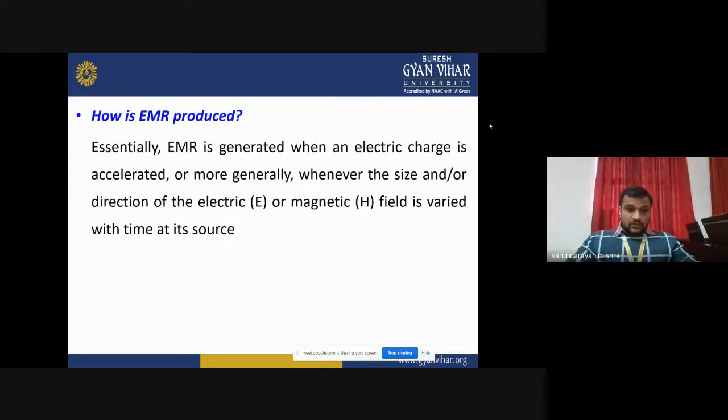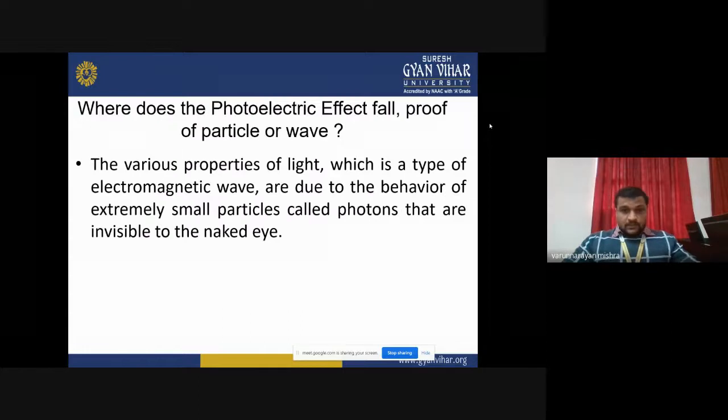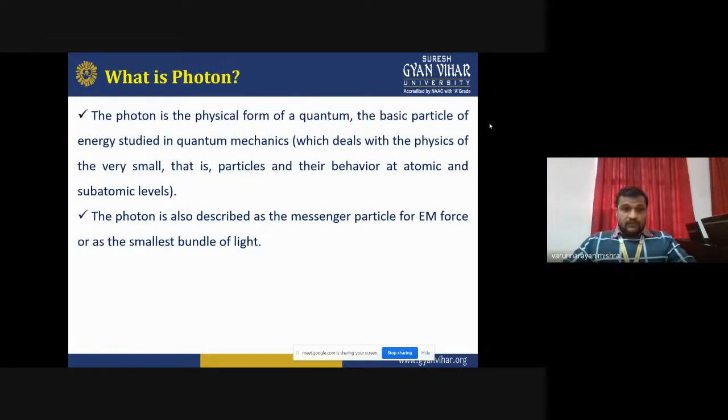Okay, so electromagnetic radiation is generated when an electric charge is accelerated. There is an electric field because of the vibrating movement of the charged particles, negatively charged particles. More generally, the size and the direction of the electric and magnetic fields vary with time at the source. Okay, so the photoelectric effect is a very important phenomenon. It's a very important theory to prove that light is a particle as well as a wave.